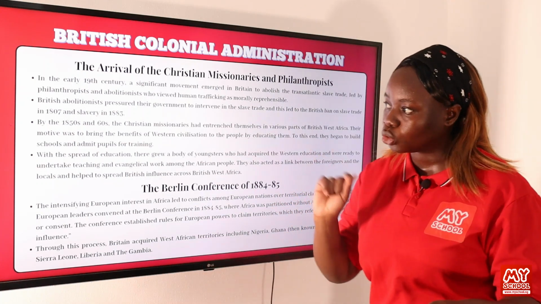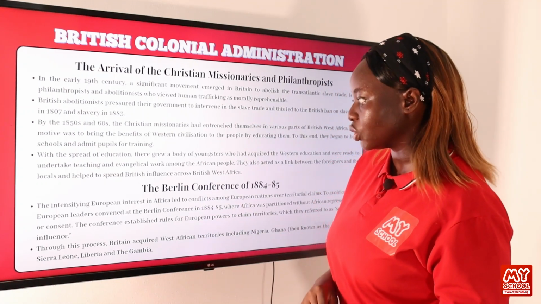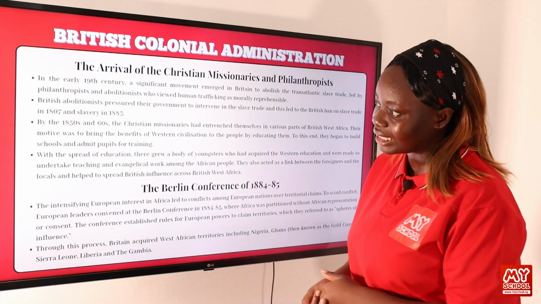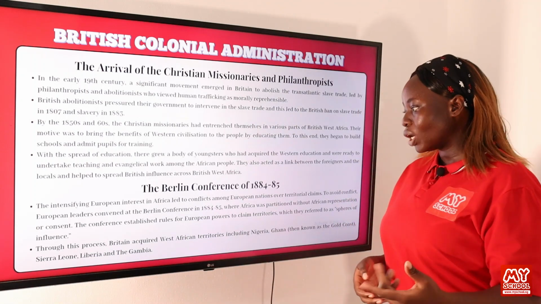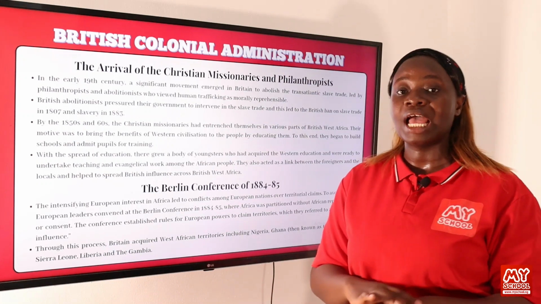To this end, they began to build schools and admit pupils for training. With the spread of education, they grew a body of youngsters who had acquired Western education and were ready to undertake teaching and evangelical work among the African people. They also acted as a link between the foreigners and the locals and helped to spread British influence across British West Africa.